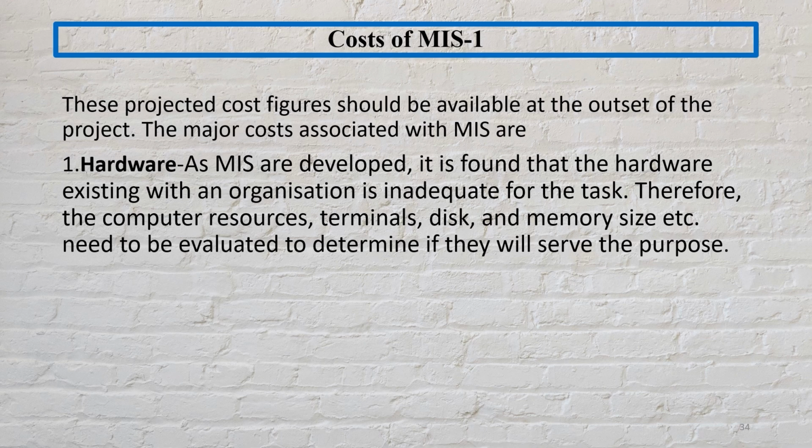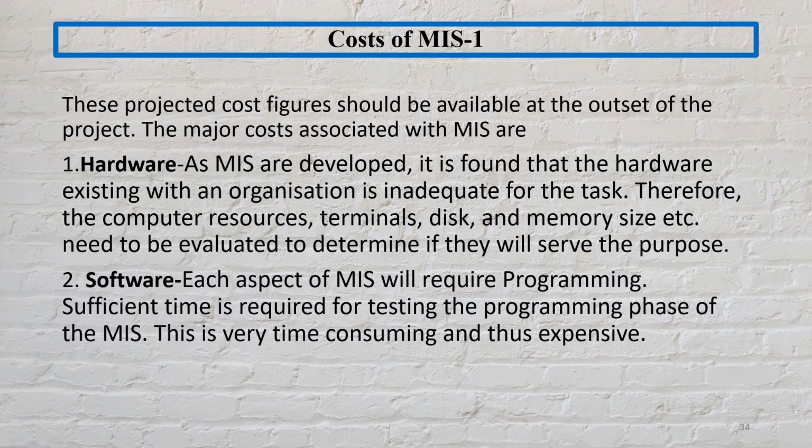So, hardware. As MIS are developed, it is found that the hardware existing with an organization is inadequate for the task. Therefore, the computer resources, terminals, disk and memory size, etc. need to be evaluated to determine if they will serve the purpose. Then comes software. Each aspect of MIS will require programming. Sufficient time is required for testing the programming phase of the MIS. This is very time consuming and thus expensive.